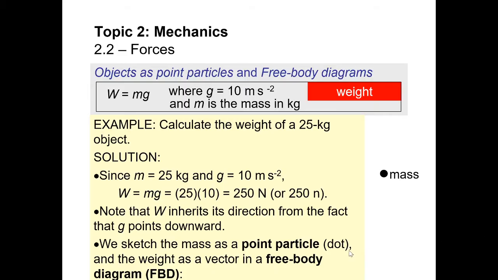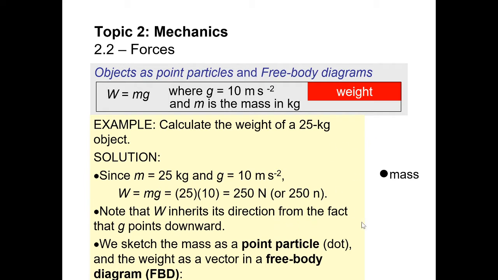Okay, so back to the slides. Now, it does say here that note that weight inherits its direction from the fact that g points downwards, and that's true. Whenever we've calculated vector quantities, and one vector is equal to the product or quotient of something on the right side, and there's a vector on the right side, generally the direction of what's on the left comes from the direction of what's on the right. So because g points down, therefore W also points down.